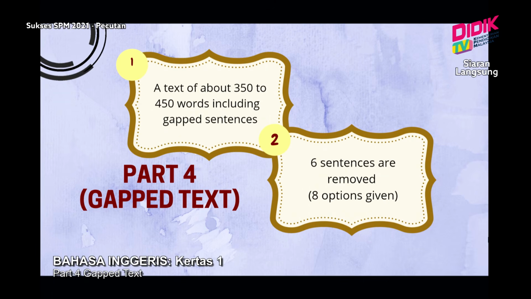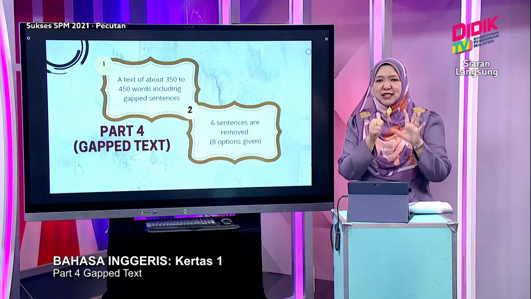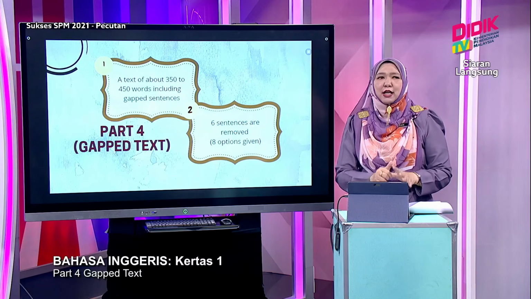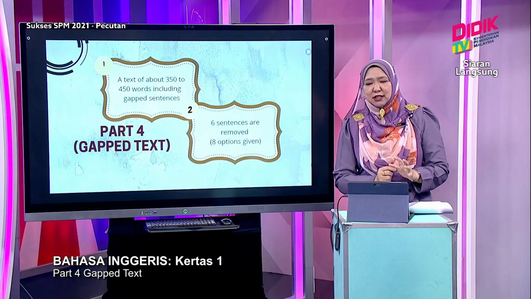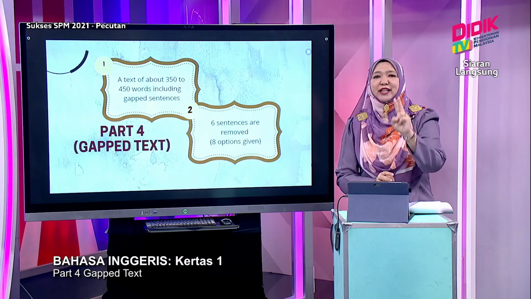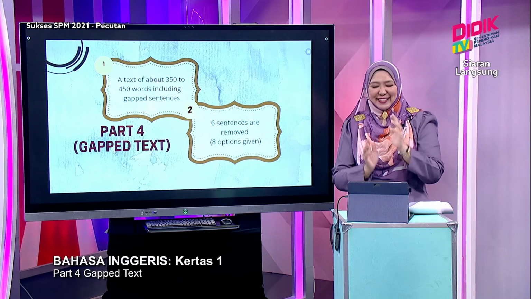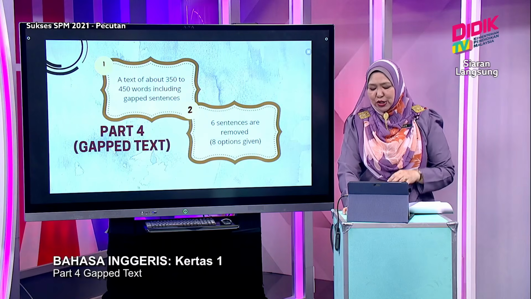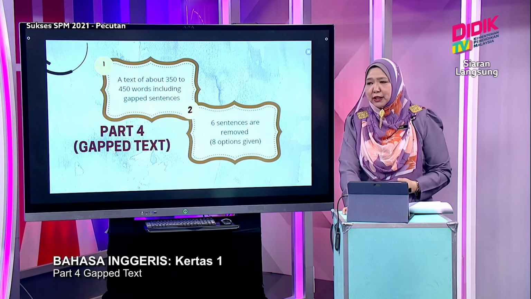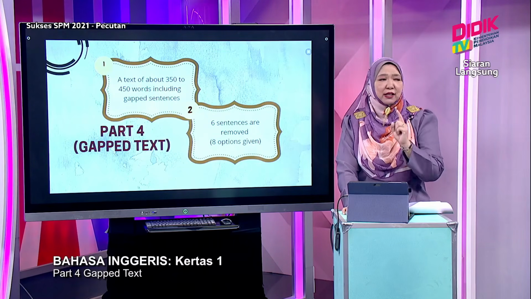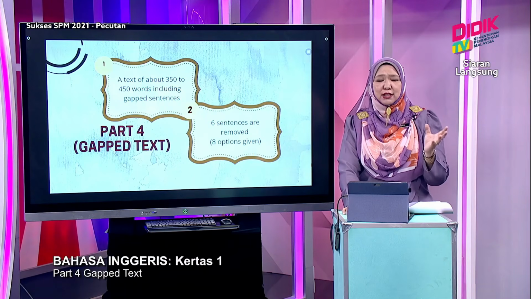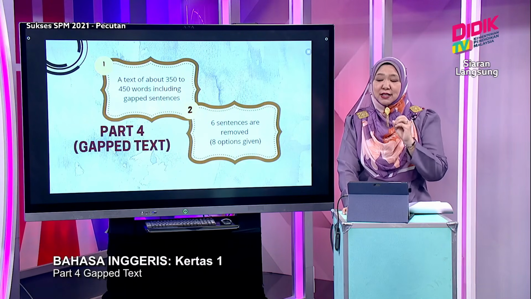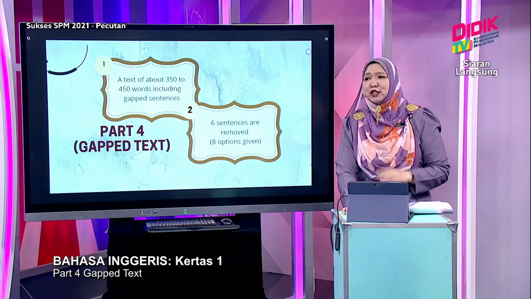However, there are 8 options given. You have to search for the 6 gap sentences, but there are 8 options given, so there are 2 distractors. So how are you going to go about this part? I know this part is a new part for all of us, because before this, we don't have gap text in our previous format.